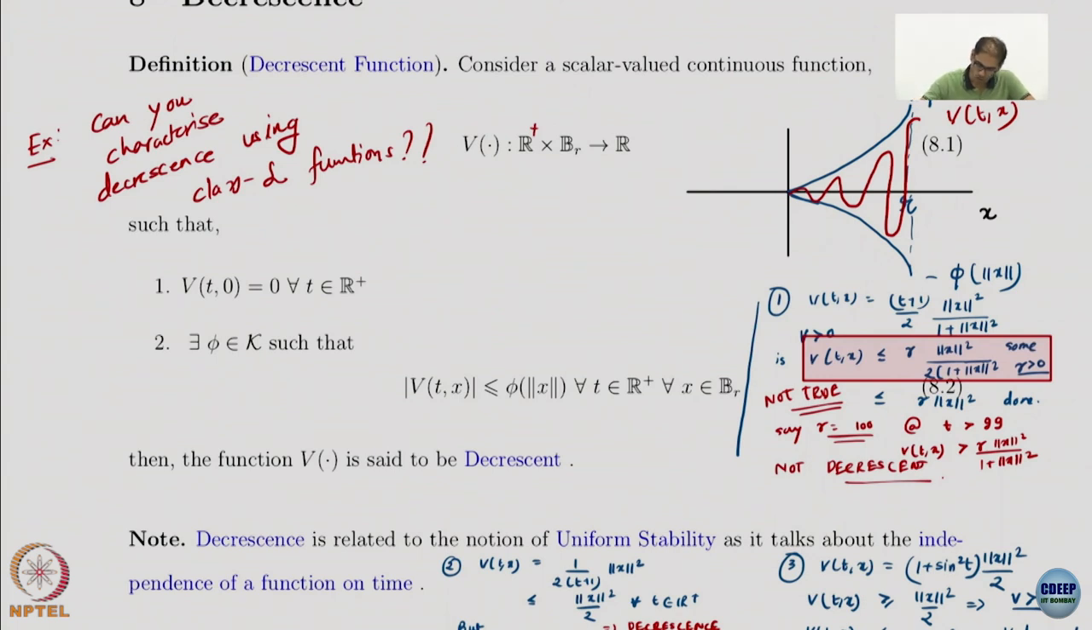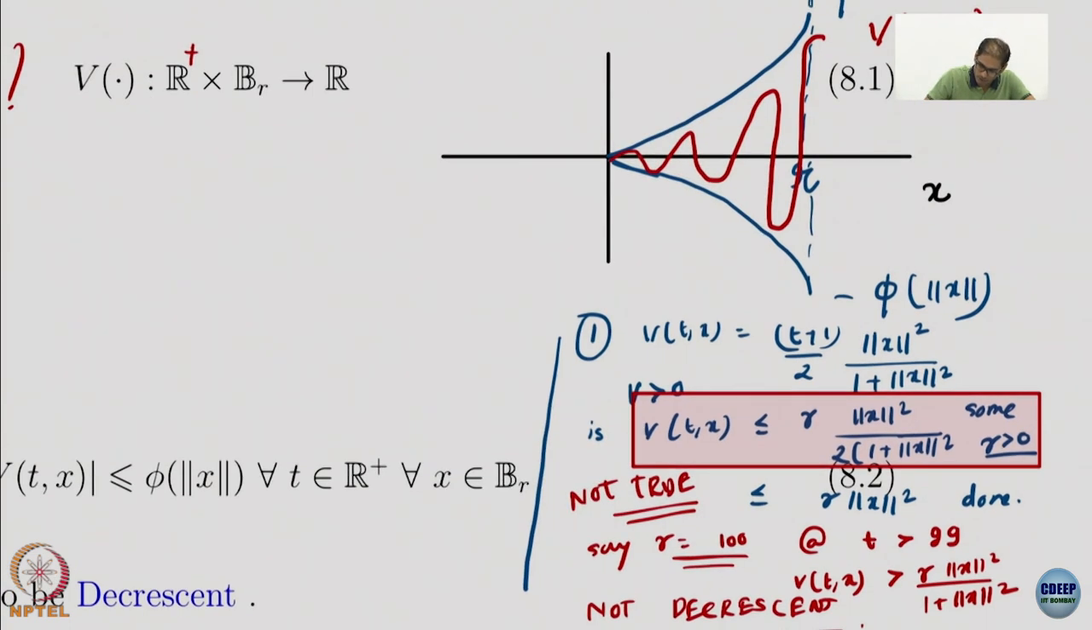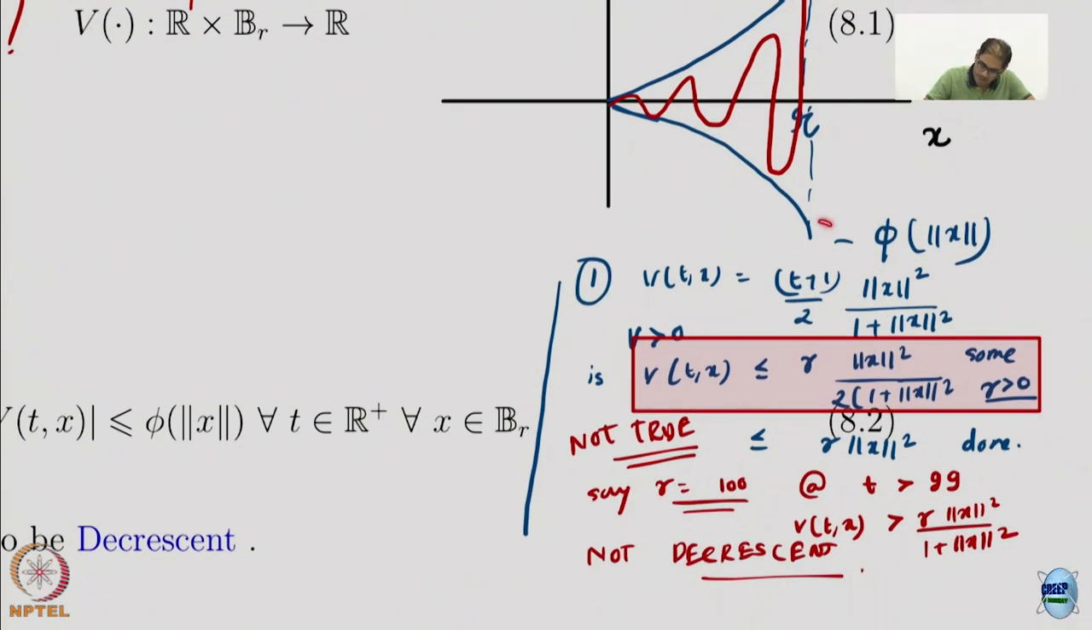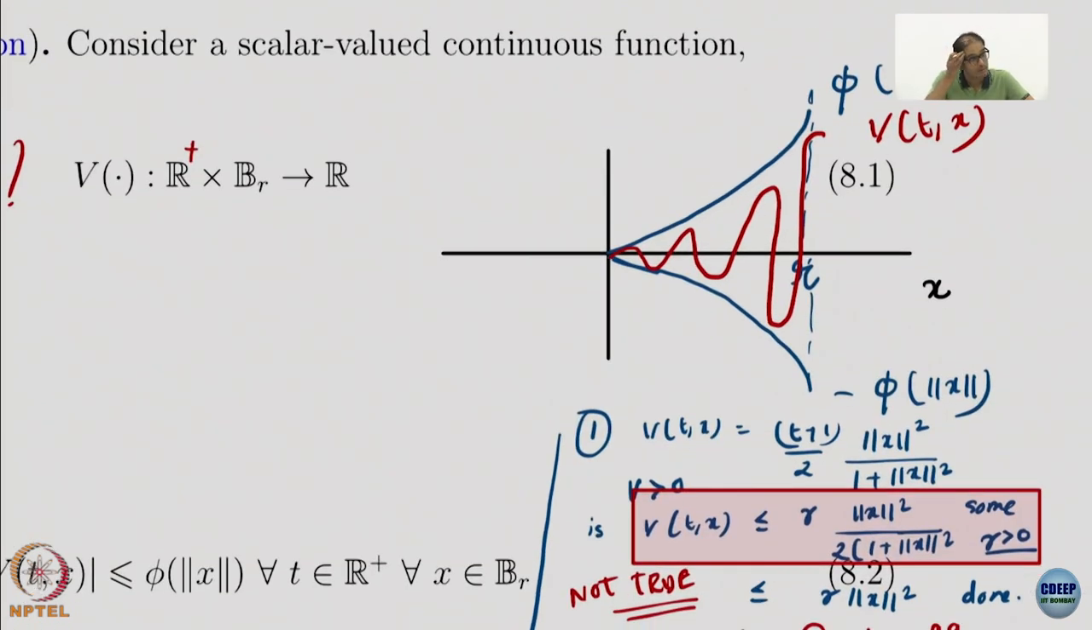All right. Let's look at some of the functions we've already considered. This was one of the functions we considered. This is a function which is positive definite, right, because it dominates this, which is a class K function. But is this a decrescent function? Can this be dominated by a class K function? So the flip question, right.